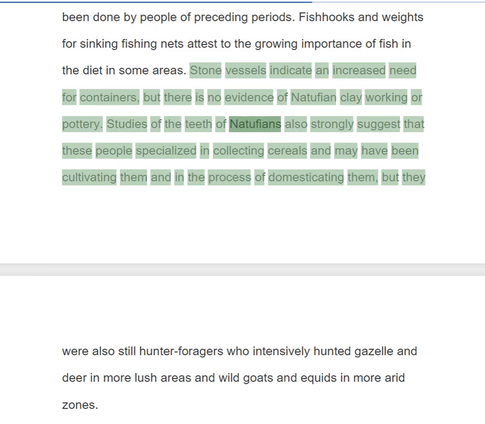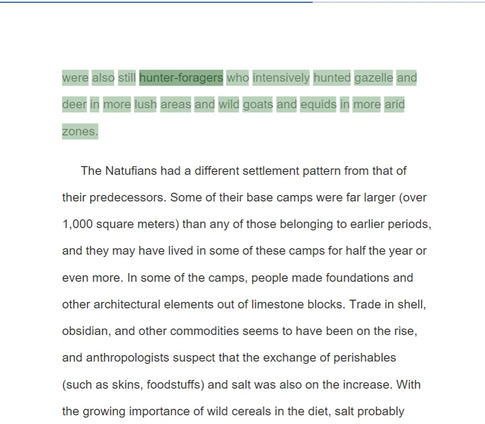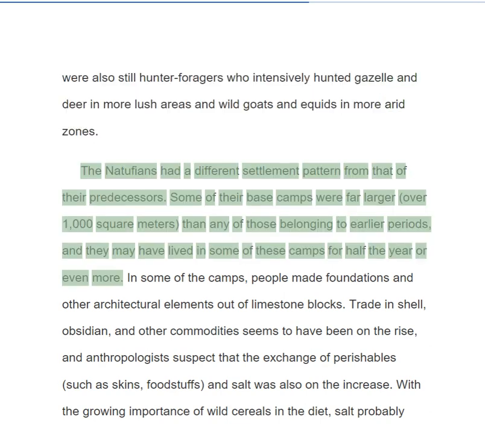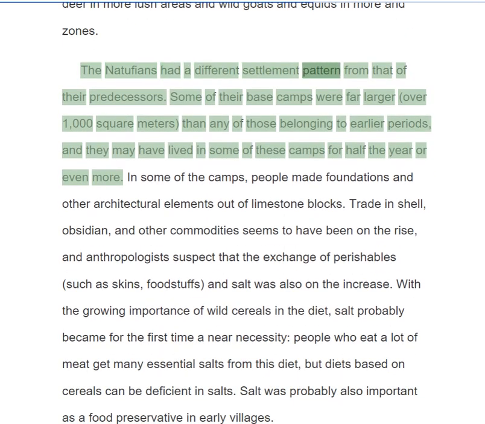Studies of the teeth of Natufians also strongly suggest that these people specialized in collecting cereals and may have been cultivating them and in the process of domesticating them, but they were also still hunter-foragers who intensively hunted gazelle and deer in more lush areas and wild goats and equids in more arid zones. The Natufians had a different settlement pattern from that of their predecessors. Some of their base camps were far larger than any of those belonging to earlier periods, and they may have lived in some of these camps for half the year or even more.